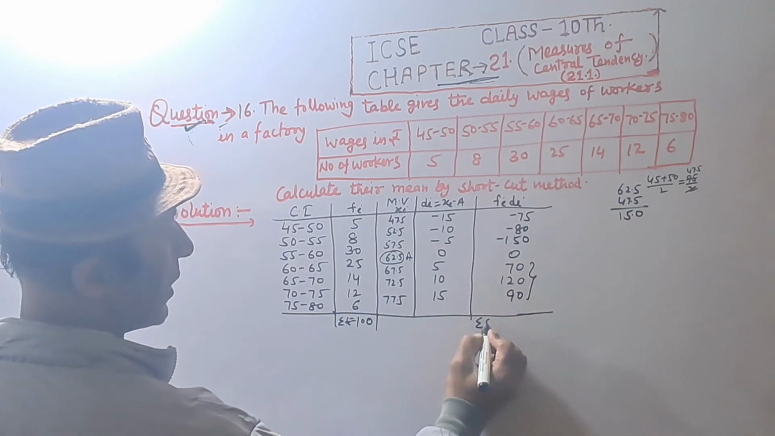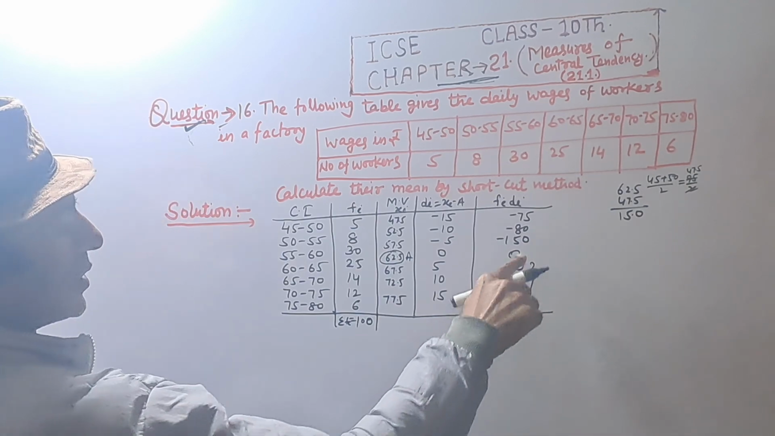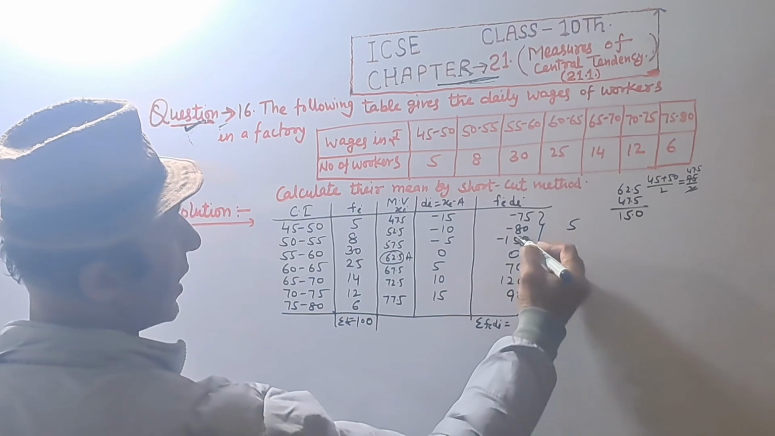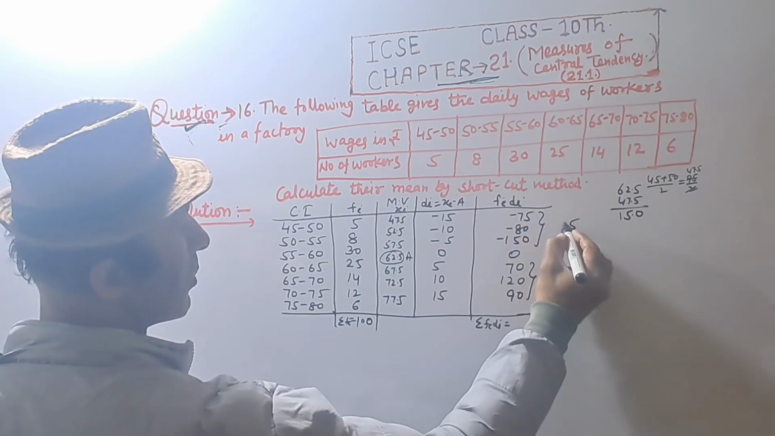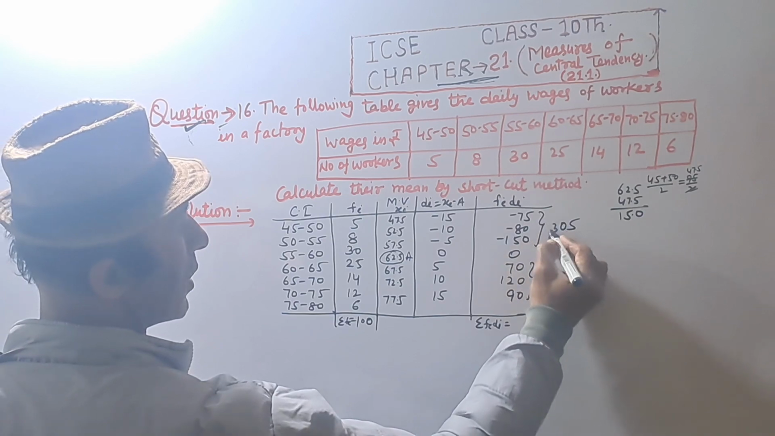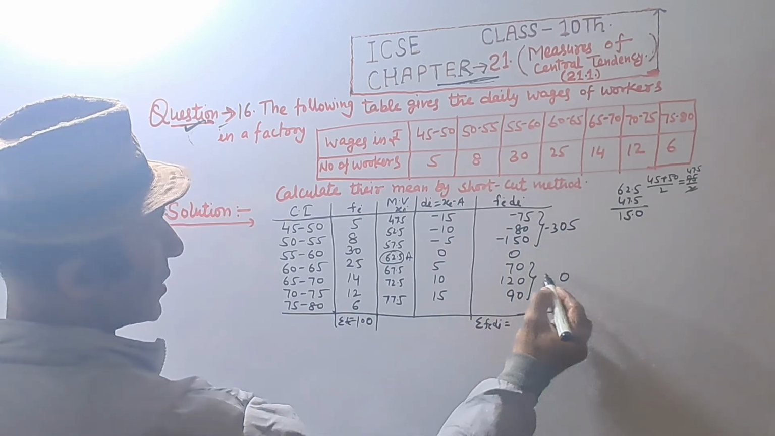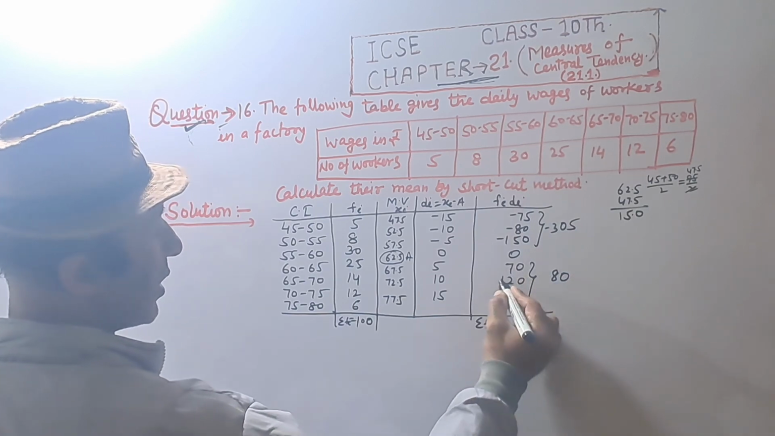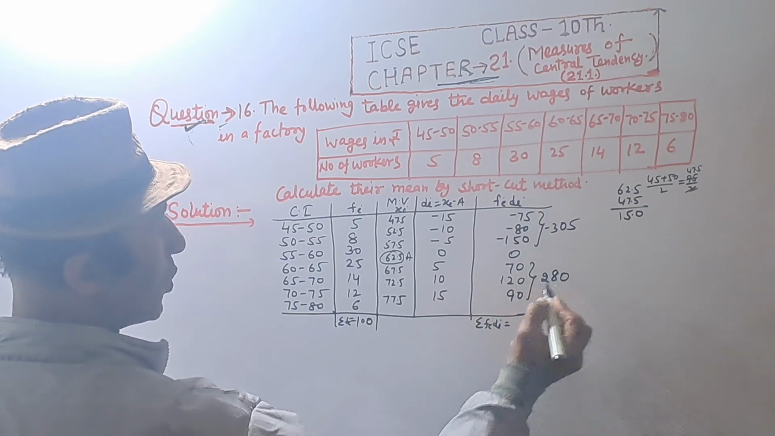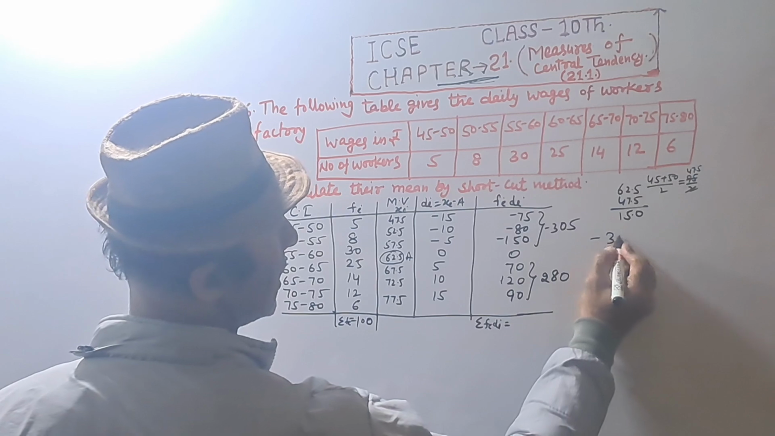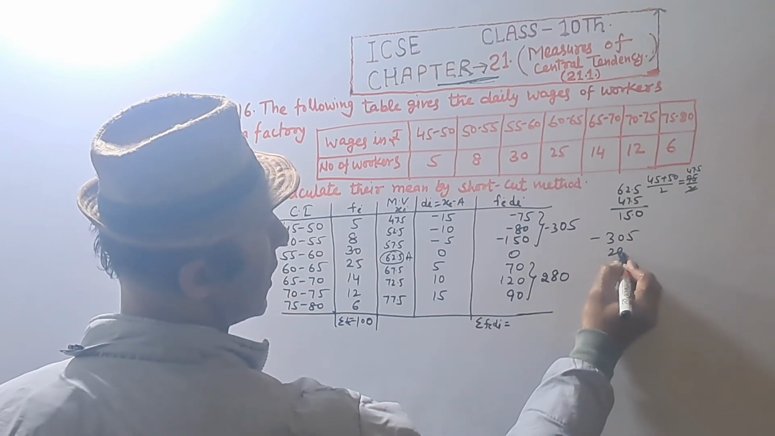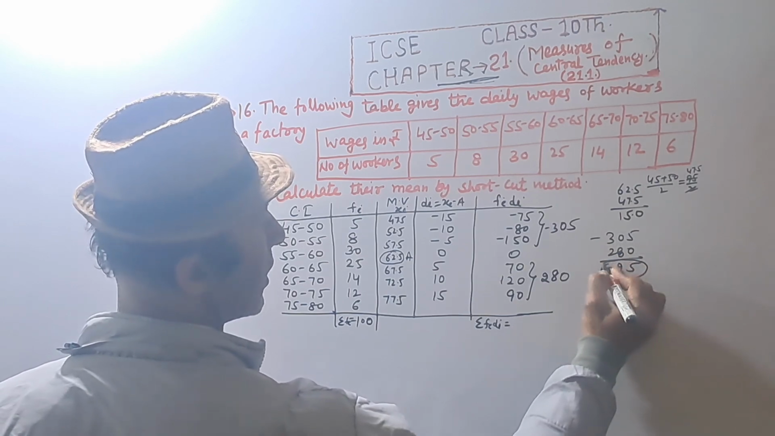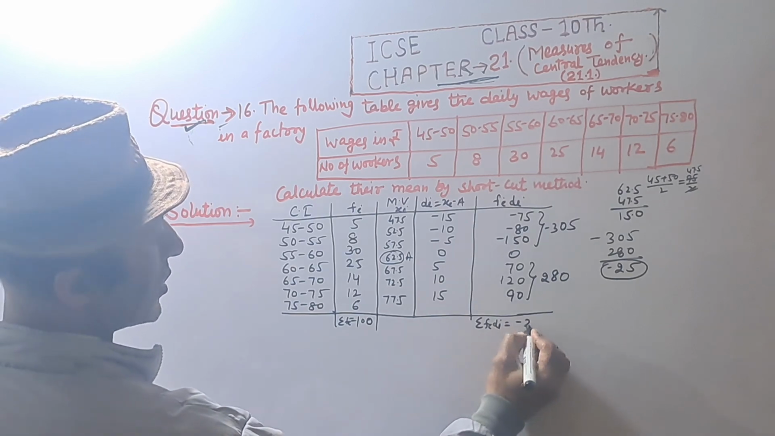Sum of fi di: the sum of negative numbers is minus 75, minus 80, minus 150, that is minus 305, and the sum of positive numbers is 70 plus 120 plus 90, that is 280. So sum of fi di equal to minus 25.